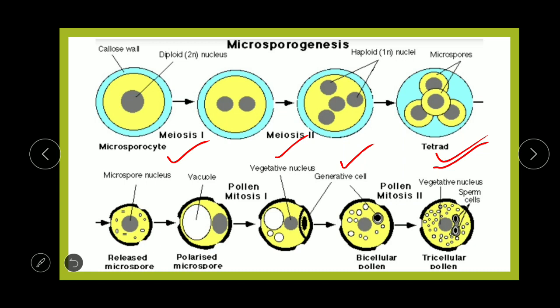Okay, and now the vegetative nucleus and generative nucleus are different. You can see here, after the formation of the generative nucleus, the generative cell divides by mitosis again to form 2 sperm cells or 2 male gametes. We will see this.